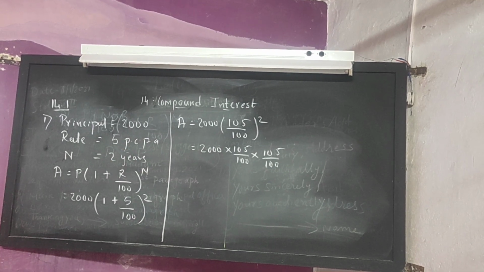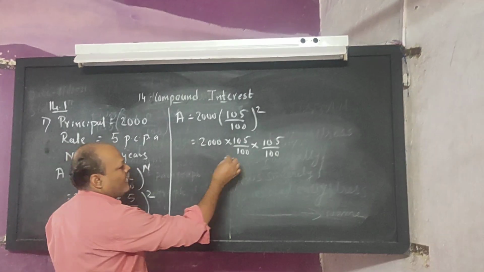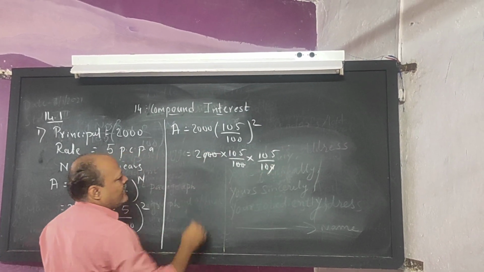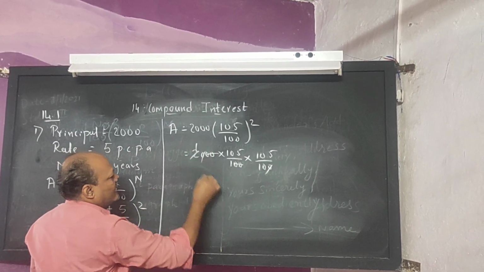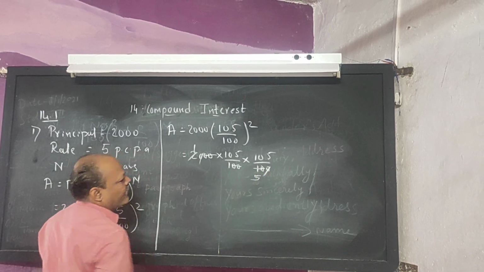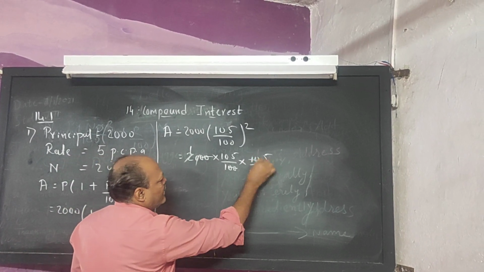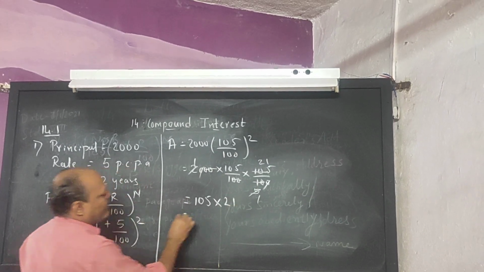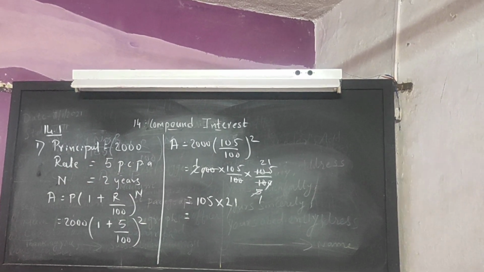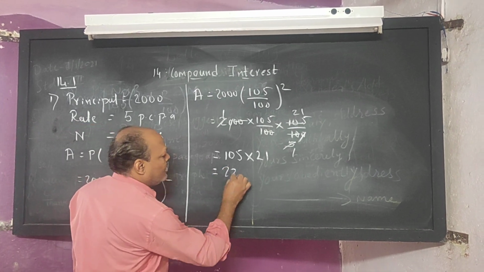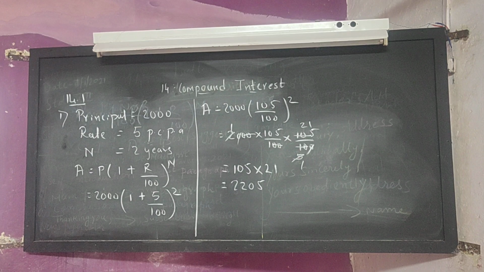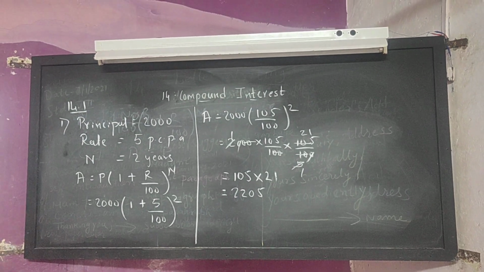I hope all of you understood here. Now we go for cancellation. 2 zeros cancel with 2 zeros of 100... here 1 zero gets cancelled. 2 1 2, 5 5 1, 20. That means 100 to 20. Just multiply and get the answer. So you are going to get the answer 2205. So the amount you got is 2205. Now you have to find compound interest.